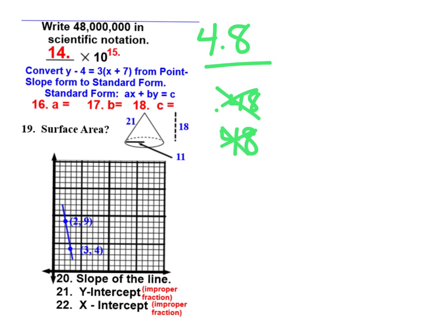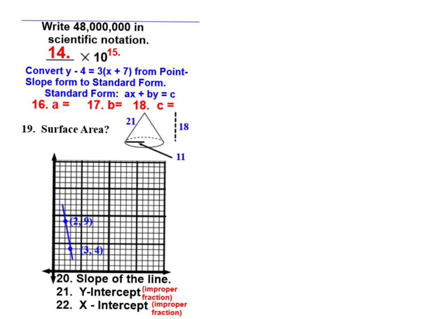So 4.8 times 10 to the number of places I need to move the decimal to get it back to where it goes. So remember, I put it right here, and I need to move it back 1, 2, 3, 4, 5, 6, 7 places. So 4.8 times 10 to the 7th power.